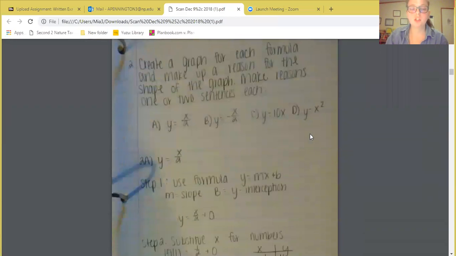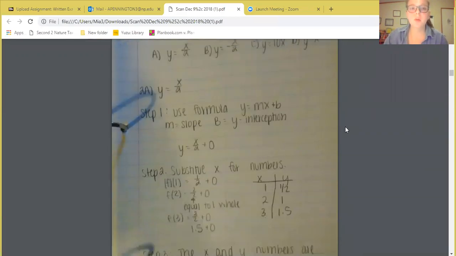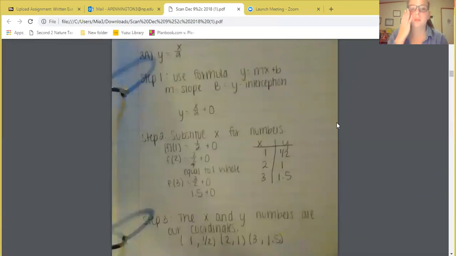Now we have question 2. Create a graph for each formula and make up a reason for the shape of the graph. Make reasons 1 or 2 sentences each. So the first one we have y equals x over 2. And so we're going to use the formula y equals mx plus b. M is the slope and b is the y-intercept. So since there is no b, we're going to add it and make it a 0.